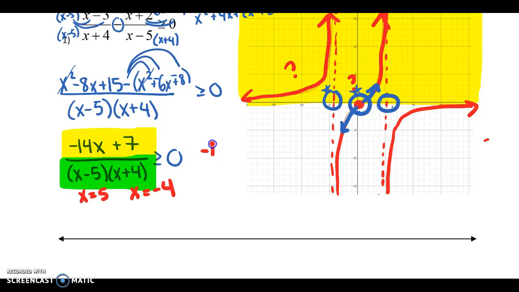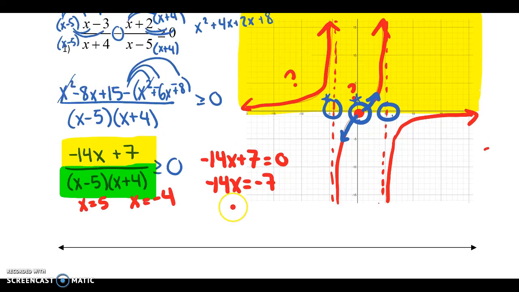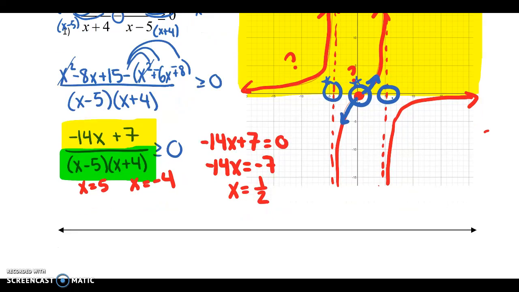So I have -14x plus 7 equals 0. I can solve that. I get -14x equals -7. And then I get x equals, I'll divide this by -14. So negative divided by negative is positive. 7 over 14 is actually 1/2. Cool. So I have my, let's see, 1, 2, 3 critical values.